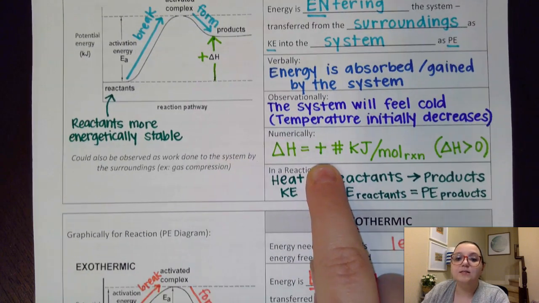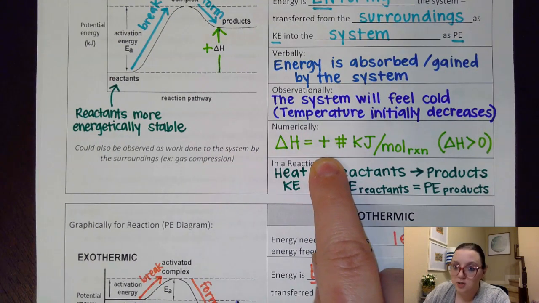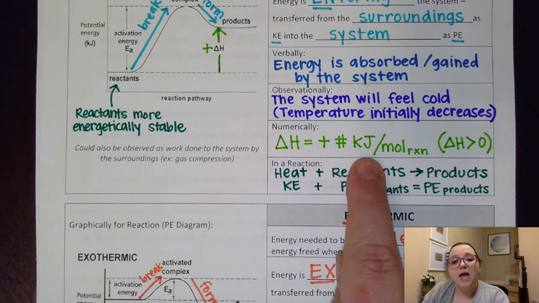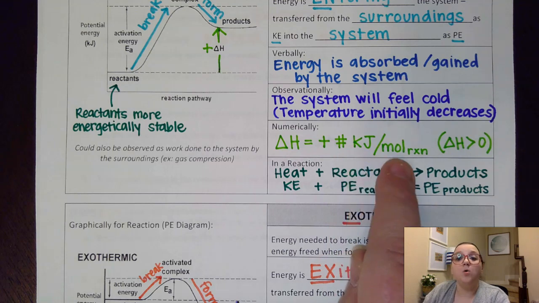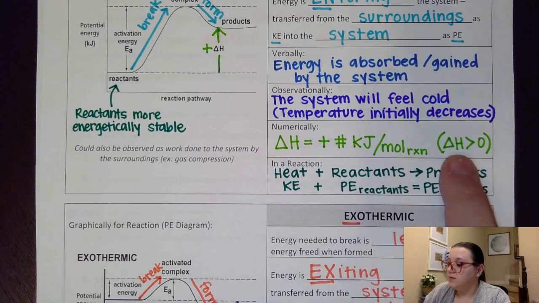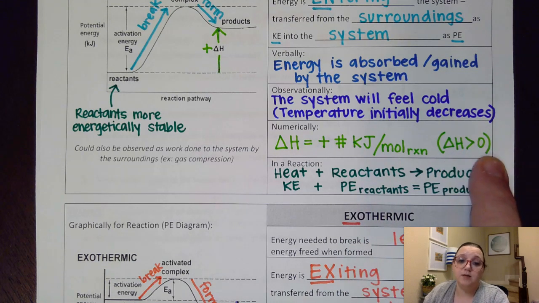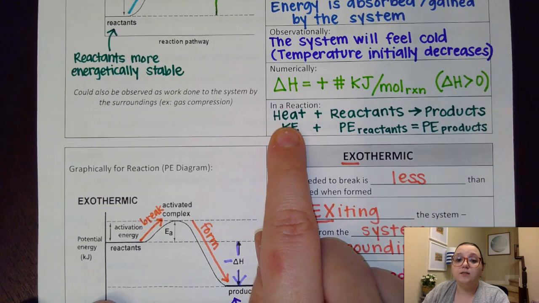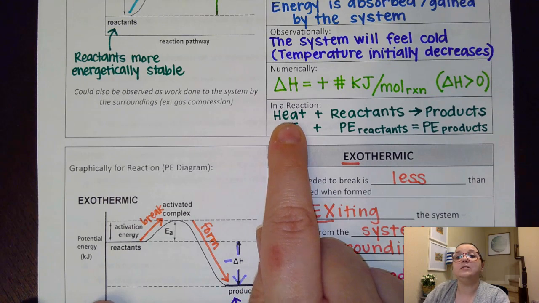So, because the system gained that energy, I'm going to call that a positive number of either joules or kilojoules, and typically we put per mole of reaction. We're going to talk more about that term here in just a little bit. Also, we would say that the delta H value is greater than 0, so that's another way of saying that it's a positive value.